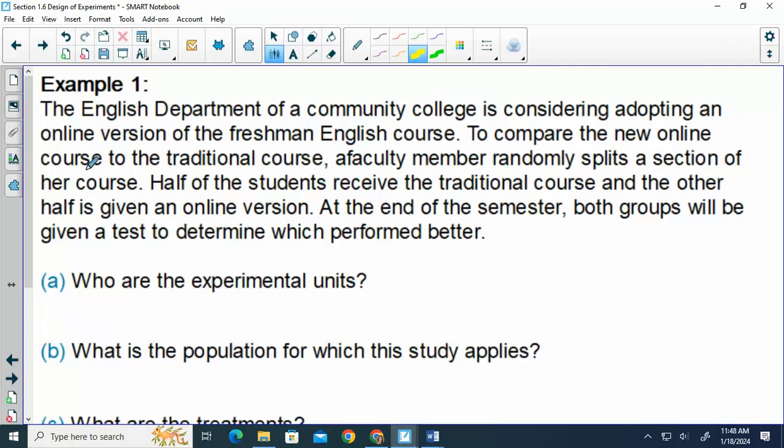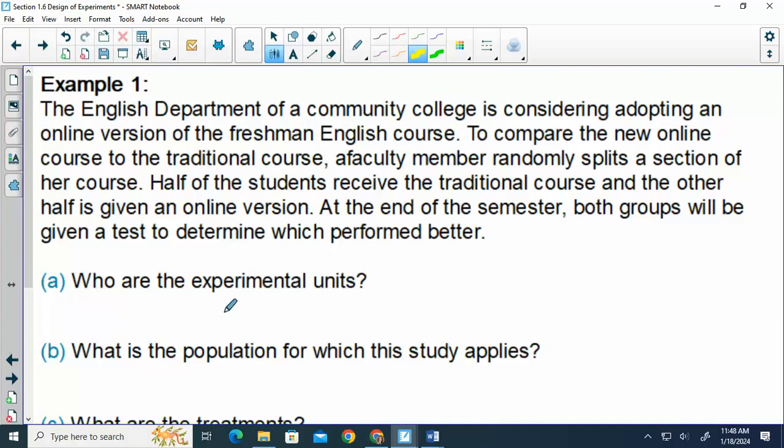Okay. So the English department of a community college is considering adopting an online version of the freshman English course. To compare the new online course to the traditional course, a faculty member randomly splits a section of her course. Half the students receive the traditional and the other half has the online. At the end of the semester, both groups will be given a test to determine who performs better.